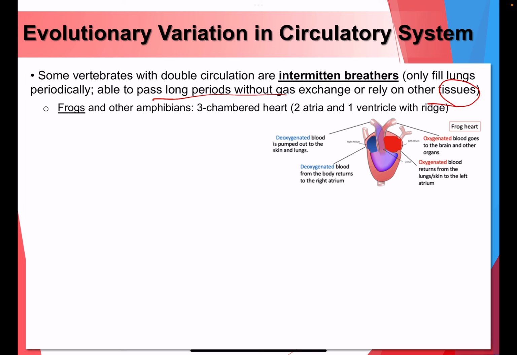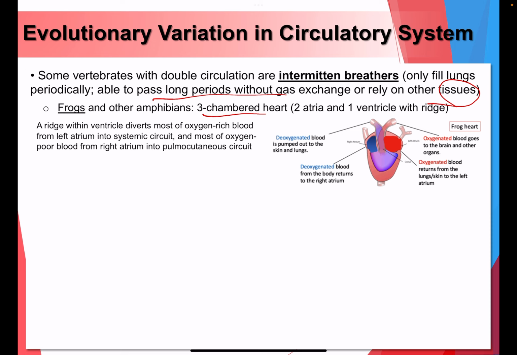So I already talked about frogs. Frogs and other amphibians have a three-chambered heart, which is the two atria and the one ventricle. The ventricle has a little ridge at the bottom that makes sure the oxygen-rich blood doesn't get mixed too much with the oxygen-poor blood. There's a little bit of mixing, but not entirely. The ridge within the ventricle diverts most of the oxygen-rich blood from the left atrium into the systemic circuit to the rest of the body, and most of the oxygen-poor blood from the right atrium into the pulmocutaneous circuit that goes towards the lungs or the skin to pick up oxygen.